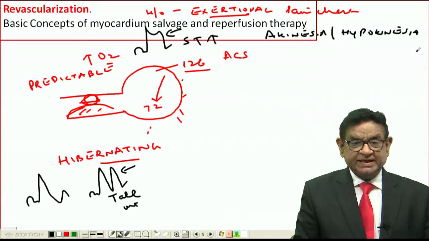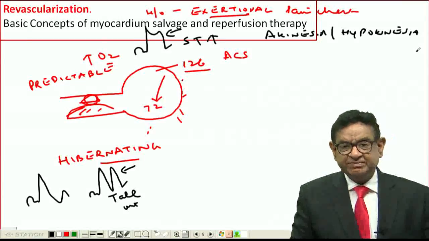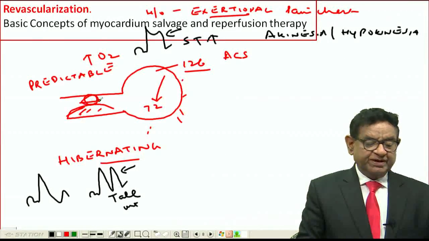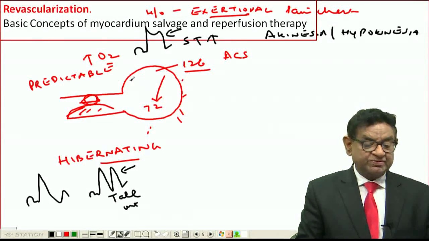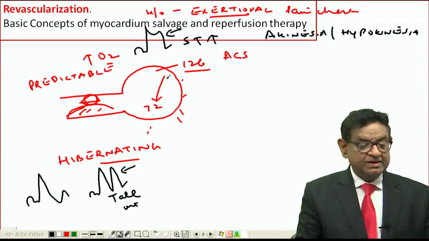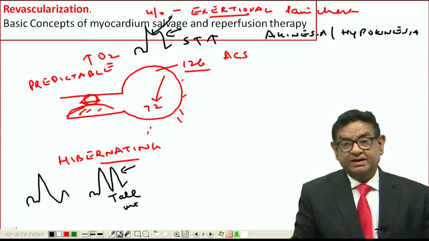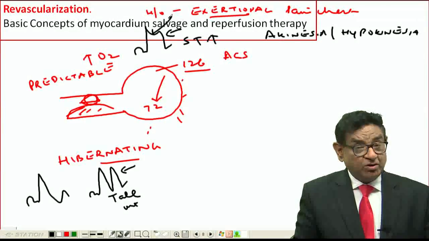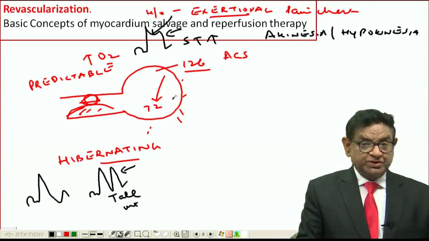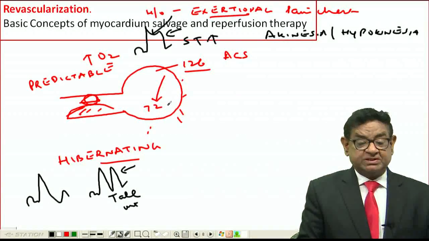The rooms are gone, nothing can be done. Exactly the same thing is happening here also. If we can open up the block within 2-3 hours, we can salvage the entire myocardium. But if we are not able to open it, then after 2-3-4 hours, tissue necrosis starts.